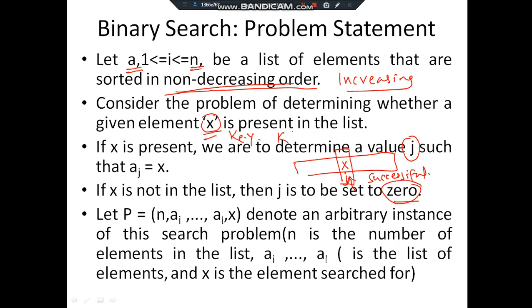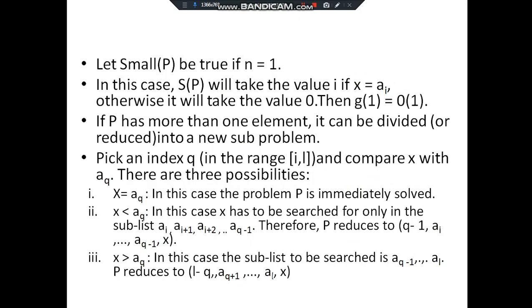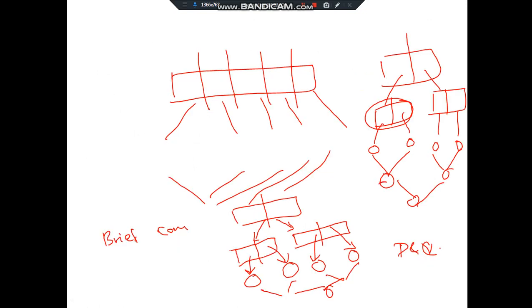So what is the problem? Problem P is n, a_i to a_l, and x. So i is the low index and l is the high index. n is the number of elements in the array, i is the lower index, a_i is the element at the lower index, l is the higher index, a_l is the element at the higher index, and x is the element to be searched. Let us say this denotes an arbitrary instance of this search problem, where n is the number of elements in the list, a_i to a_l is the list of elements, and x is the element to be searched. The first thing we have to identify, as I told you, is that we go on dividing the problem into smaller problems. If I find that this particular problem is small, at that time I can directly solve it.